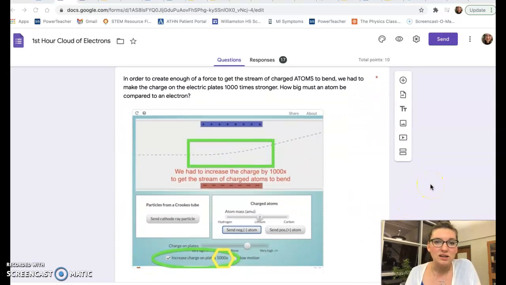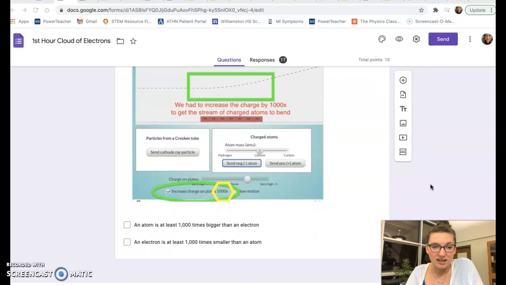In order to create enough of a force to get the stream of charged atoms to bend, we had to make the charge on the electric plates 1,000 times stronger. So how big must an atom be compared to an electron? And you'll notice that you can select multiple things here, and a lot of times when I have you able to select multiple things, you are going to select all of them, and they're all true.